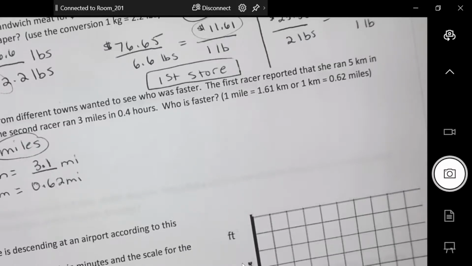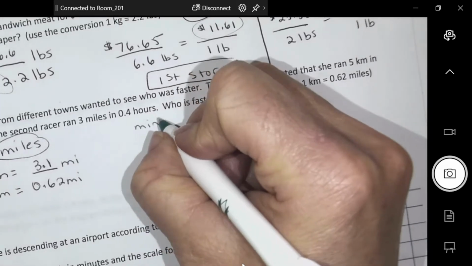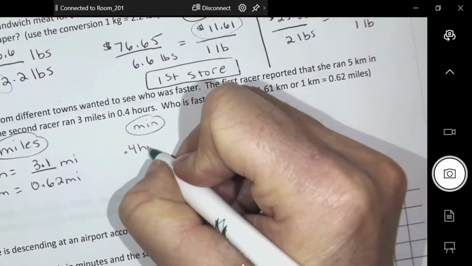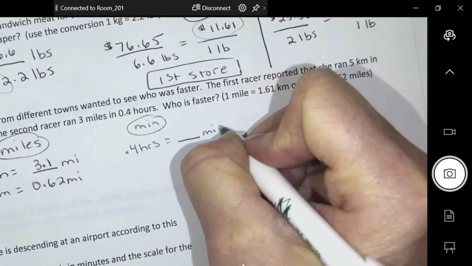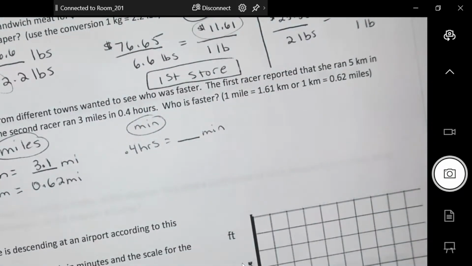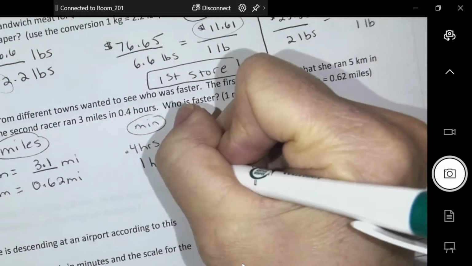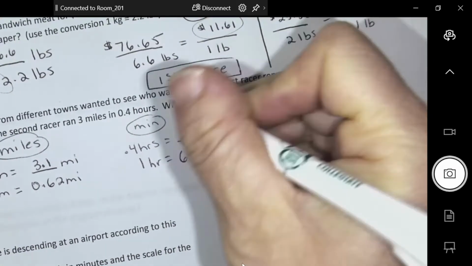I also have another problem. The one person timed themselves in minutes and the other timed themselves in hours. What do you want to work with? Minutes. Okay, I like that. So everything with minutes. So 0.4 hours is how many minutes? And I don't give you this on your test. So you need to know this from real life. What do we got? 1 hour, 60 minutes.